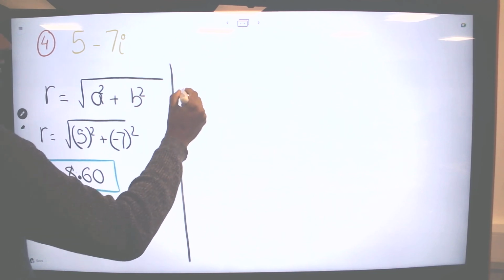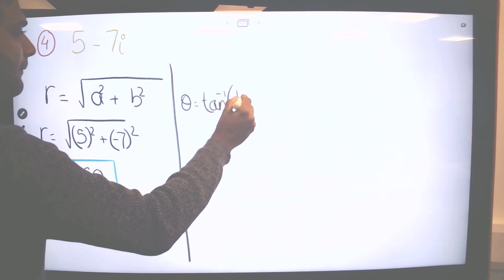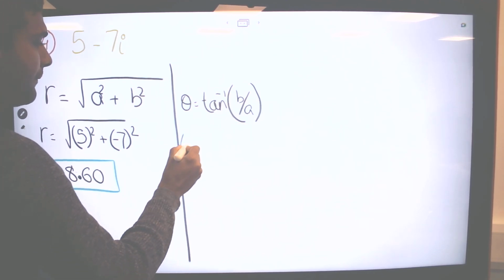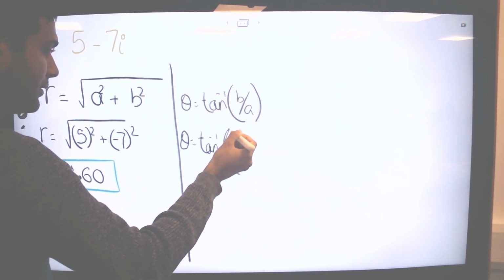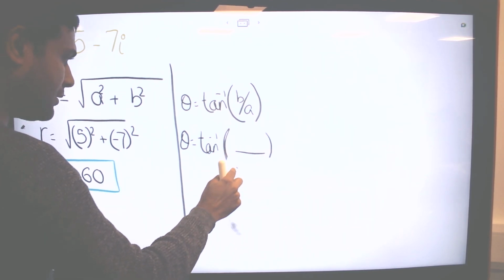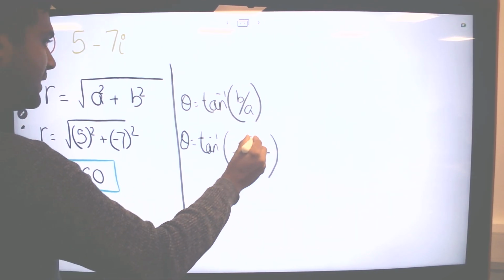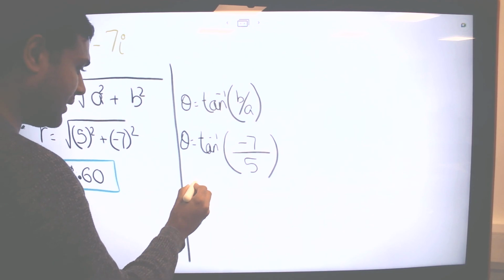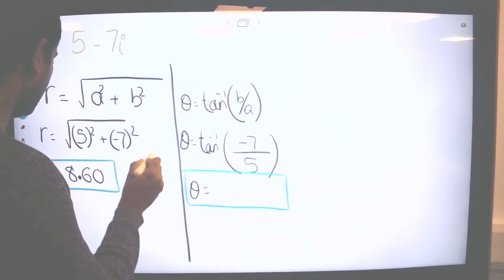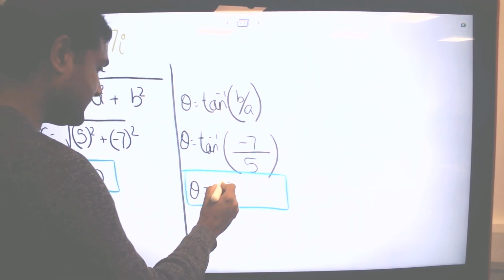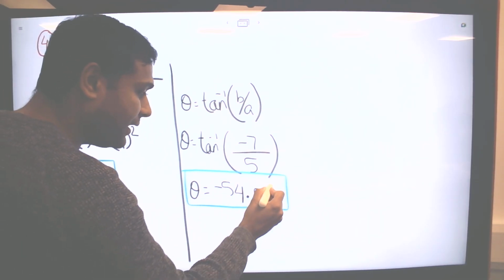Now we need to find angle theta. What's b? Minus 7. What's a? 5. Can someone give me the value, please? Just the theta, please. Minus 54.5. Minus, thank you. 54.5. Thank you very much.